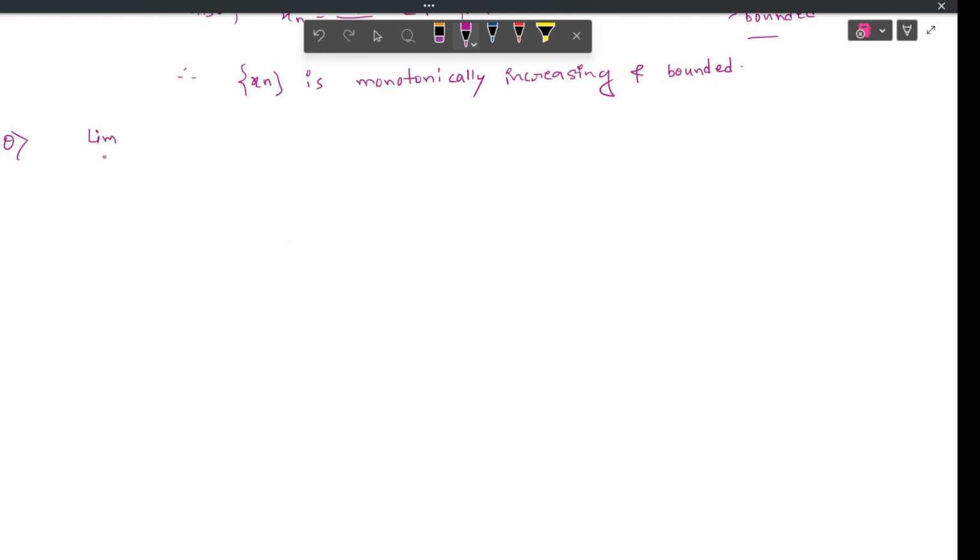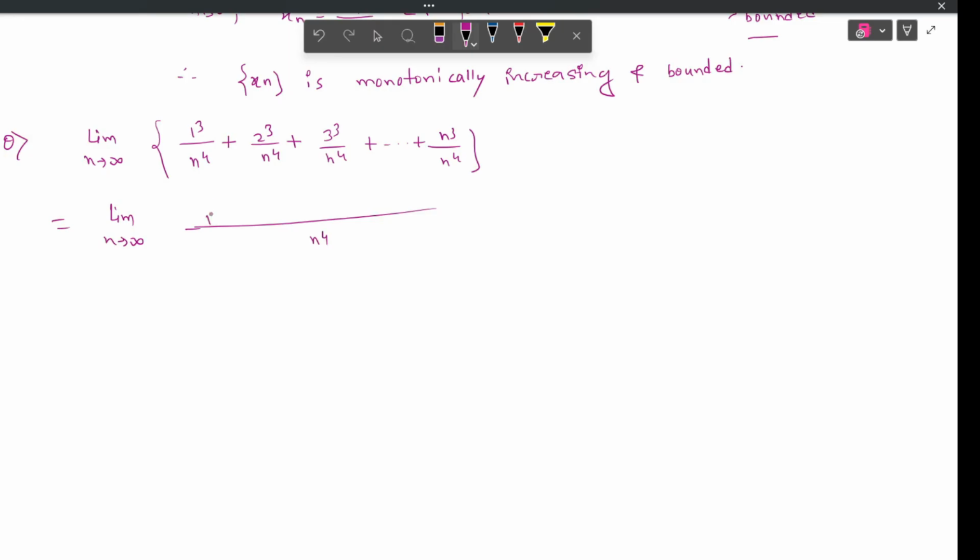We have to evaluate this. Limit n tends to infinity, 1 cube by n to the power 4 plus 2 cube by n to the power 4 plus 3 cube by n to the power 4 up to n cube by n to the power 4. Okay. So let's see the solution. If you take n to the power 4 or if you take LCM, this limit will be limit n tends to infinity, 1 by n to the power 4 into 1 cube plus 2 cube plus 3 cube up to n cube. And we know the formula of this.